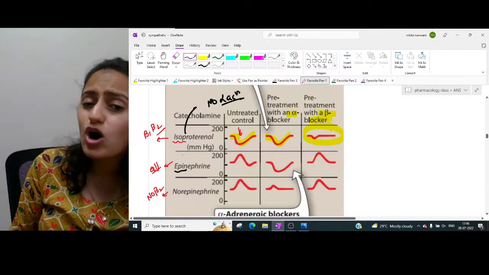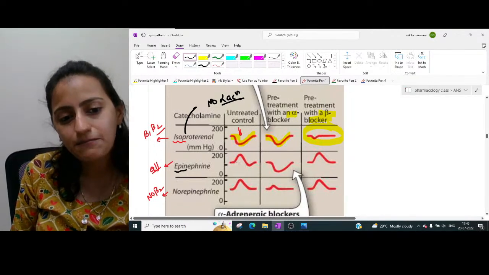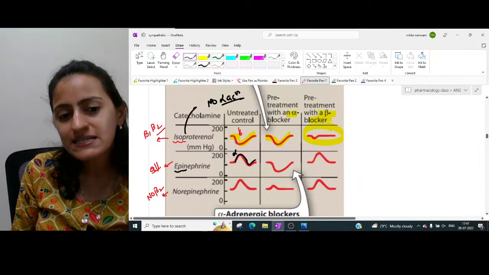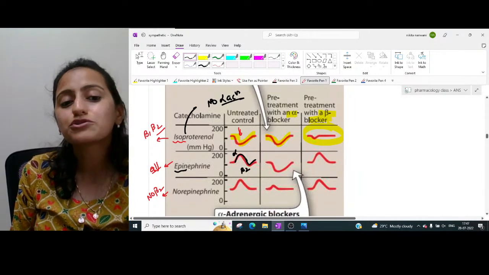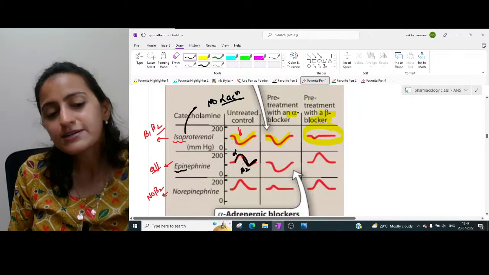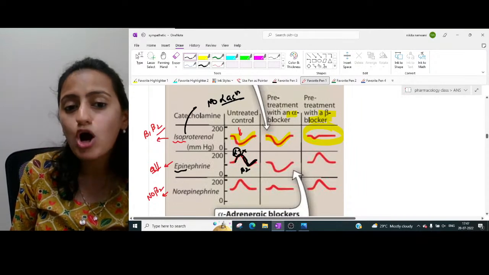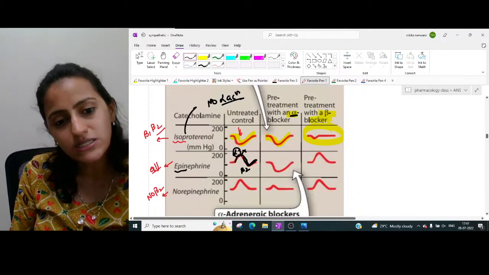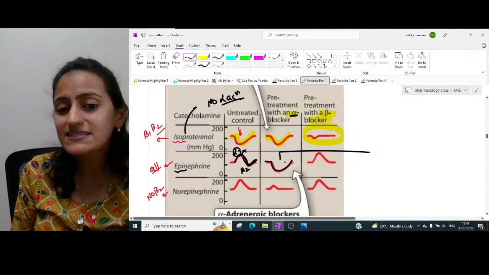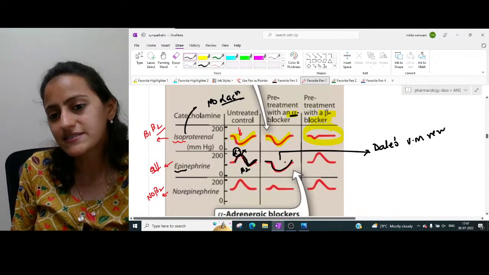Epinephrine has all the actions. So first, when there are high levels in the blood, it has the alpha action. It increases the blood pressure. Then at low doses, beta 2 is more sensitive. It causes vasodilatation and decreases the blood pressure. So you see the biphasic response. Now, if you give pre-treatment with an alpha blocker, the blood pressure will not increase. It will only decrease. And this is something called Dale's vasomotor reversal, right?